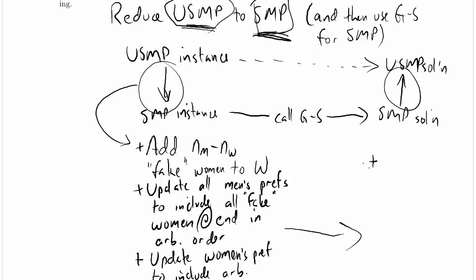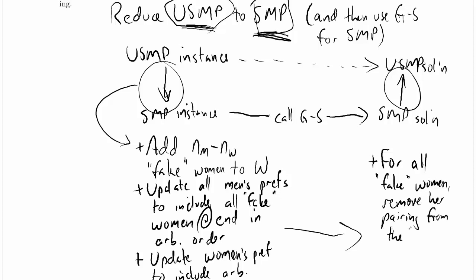So all we really need to do is, for all fake women, remove her pairing from the solution. So now none of the fake women are left. All of the real women are left, right? Because SMP will pair every single woman. It paired the fake women, it paired the real women. We got rid of the pairings for the fake women. The real women are now each paired to exactly one man. And none of the men has more pairings than they had before.